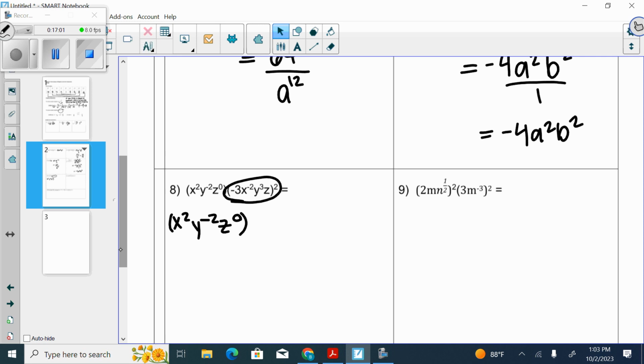Okay, so over here I've got negative 3 squared. What's negative 3 squared? Negative 3 times negative 3 is, a negative times a negative is a positive. So it's positive 9. Okay? And then what do I do with my exponents when I have power to a power?